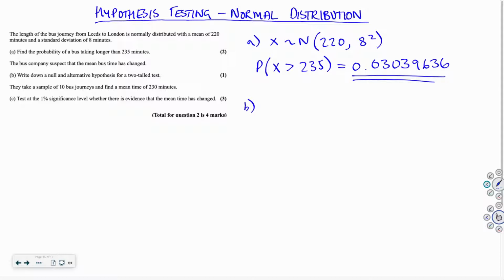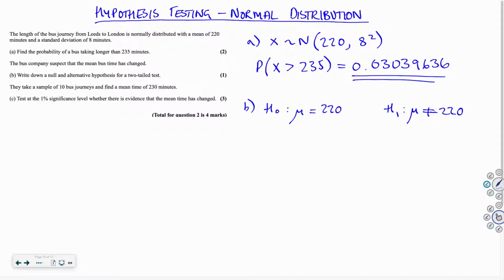Part B then says the bus company suspect that the mean bus time has changed. Write down a null and alternative hypothesis for a two-tailed test. So the null and alternative hypothesis for a two-tailed test. We're going to have a not equal to. So here H0 is mu is equal to, and then our mean of 220. And H1, or our alternative, is mu not equal to 220, as here we're dealing with a two-tailed test.